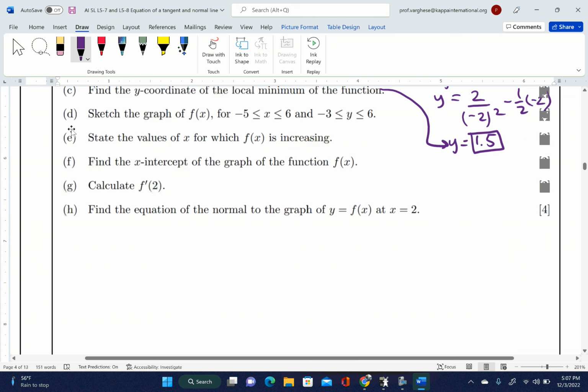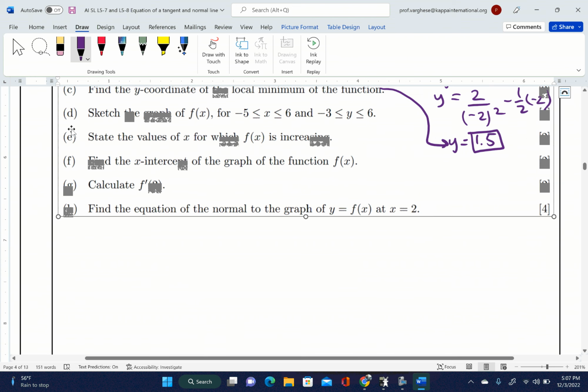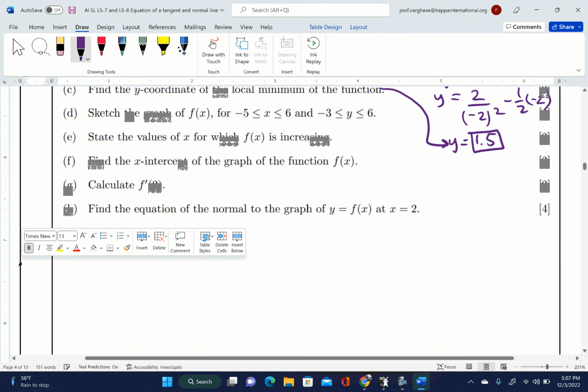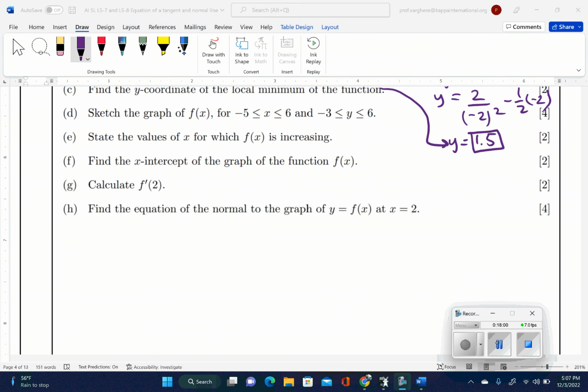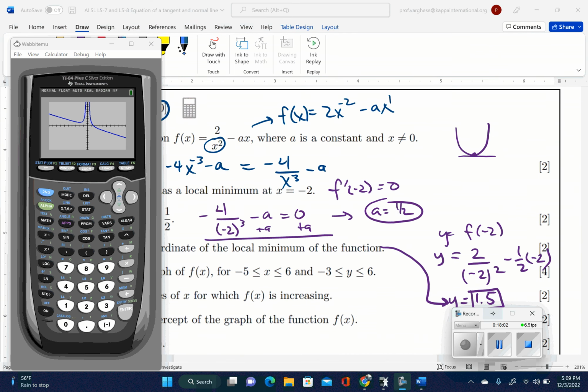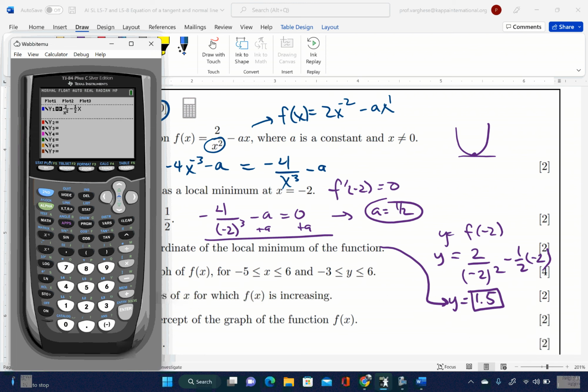For part D, I know we're running out of space. For part D, we're just going to go ahead and sketch the graph of f of x. So let me just grab my calculator. All right, so I went ahead and plugged in my original function, except instead of the a, I found out that a is 1/2. So I plugged 1/2 in, so 2 over x squared, right? I'm just plugging this part in. Minus a is 1/2, so I put 1/2 x. And then I went ahead and hit graph.